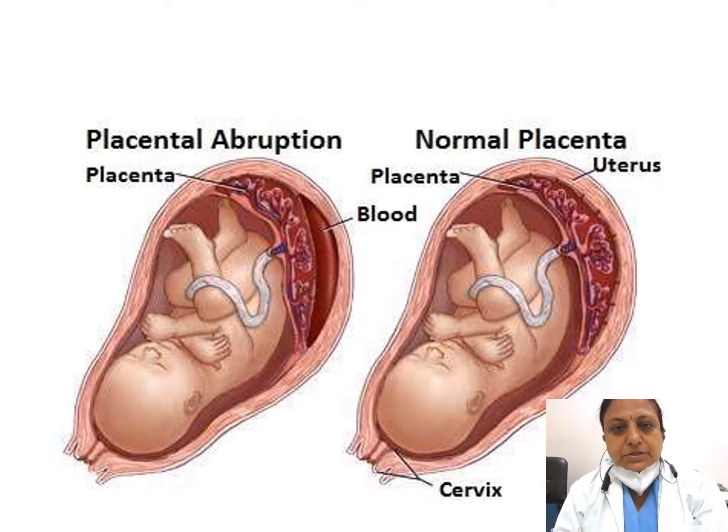You can see in this picture that there is placenta and there is blood collection behind the normally situated placenta. This is the normal placental location at the fundus. This is the uterus and the umbilical cord which is connecting the fetus and the placenta. You can see that there is blood collection behind the placenta, between the uterine wall and the placenta. So this blood collection is the collection of Abruptio Placentae.